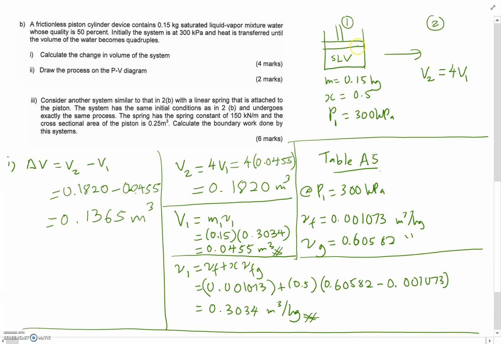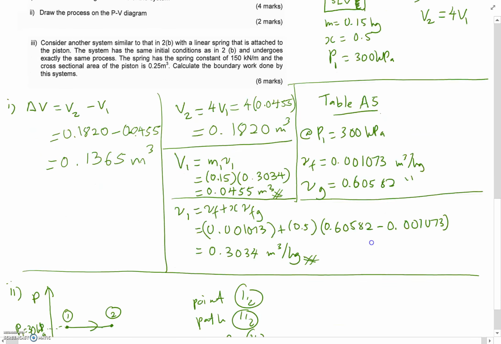Okay, so we have an additional spring here, and the cross-sectional area of the piston is A equals 0.25 meter cube, and we have K equals 150 kilonewton per meter. The area is meter square. Yeah.